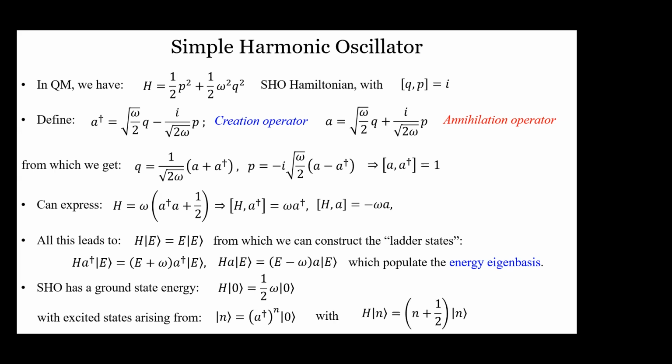And the eigenvalue equation is that H on the n eigenstate gives you the eigenvalue n plus 1/2. So every time you act with A dagger, you get 1 added to it. Okay?